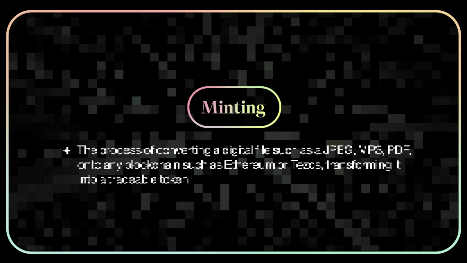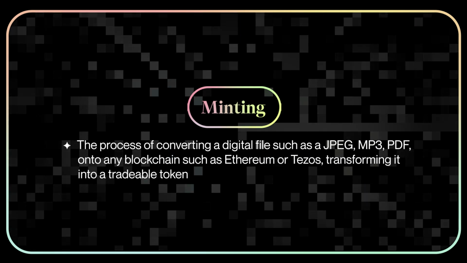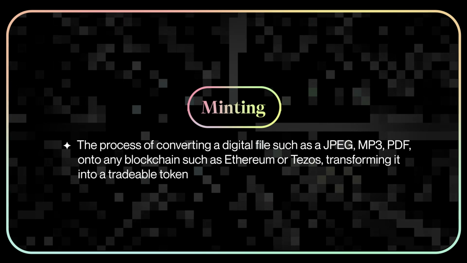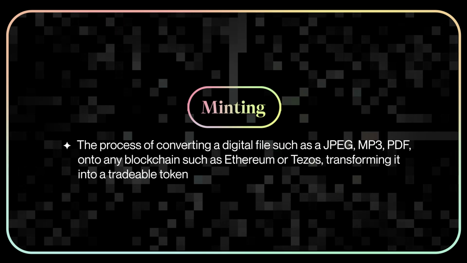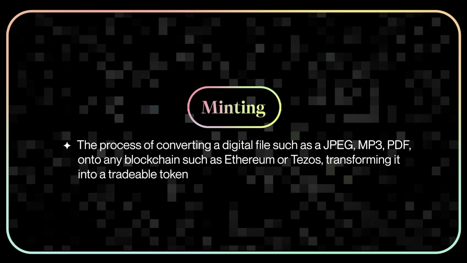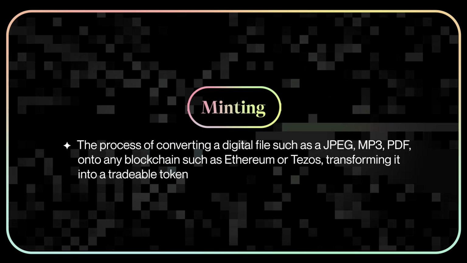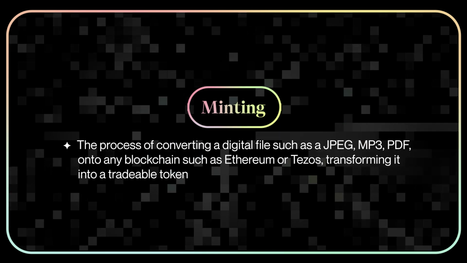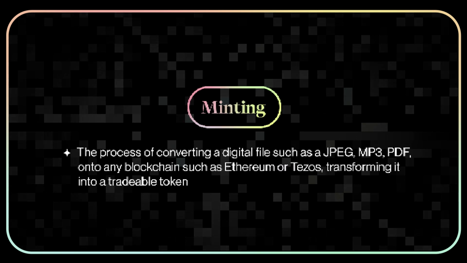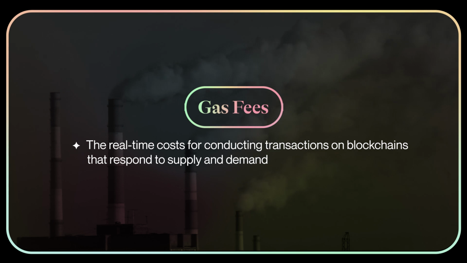Minting. This is the process of converting a digital file, such as a JPEG or an MP3 or a PDF, etc., onto any blockchain, such as Ethereum, Tezos, etc., transforming it into a tradable token. This token is permanently located within a growing and distributed digital ledger that is unable to be edited, modified, or deleted. Gas fees. This is the real-time cost for conducting transactions on blockchains that respond to supply and demand.